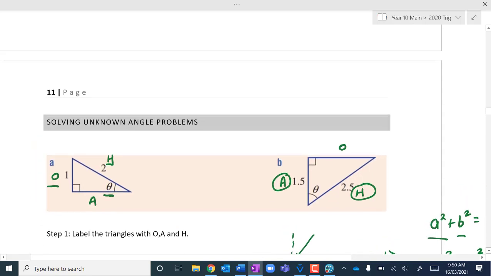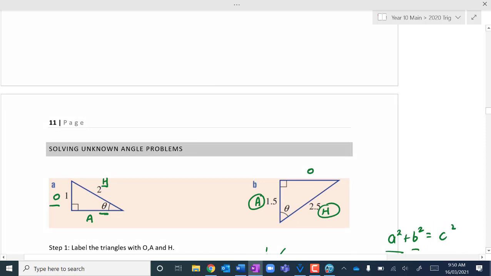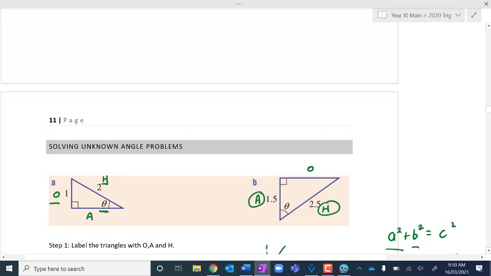Let's go straight into some examples. First of all, what I'd like you to do is set up these trig ratios. I've already labeled these triangles, O, A, and H. I want you to write the same thing out you were before. Sine of theta is opposite O, which we know is 1, over H.